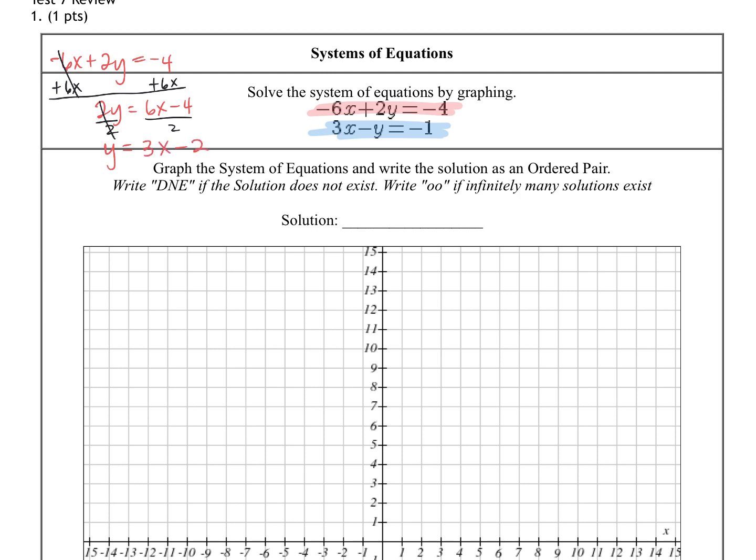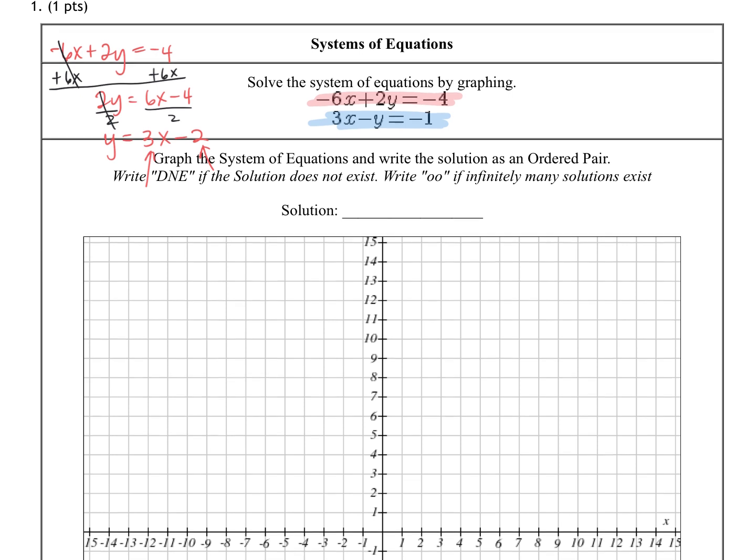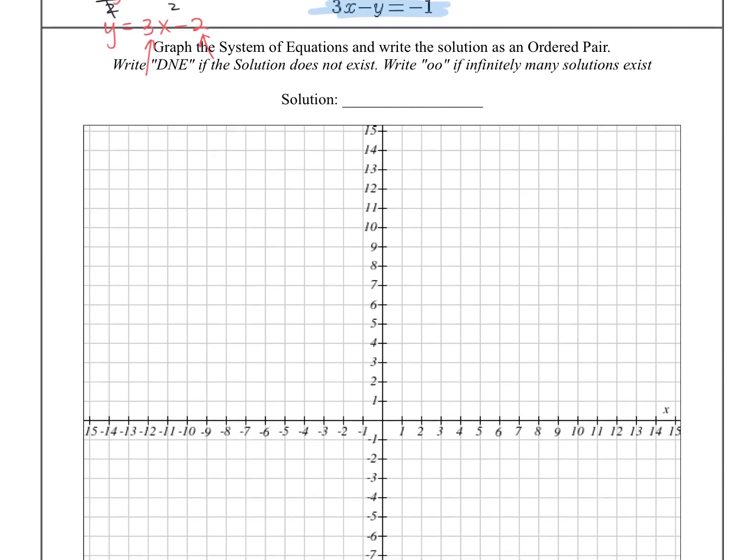So remember that the number at the end, this negative 2, is our y-intercept, and the number in front of the x, the 3, is the slope. So we would use that to graph. So we would go to negative 2 on the y-axis and make a dot. And then we would use the 3, so we would go 1, 2, 3 up and run 1. So it's 3 over 1.